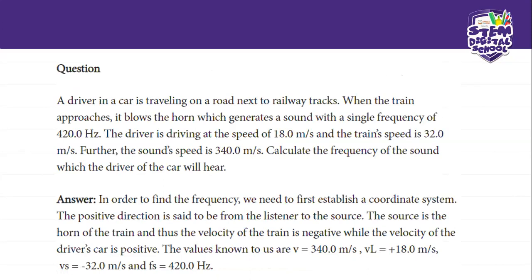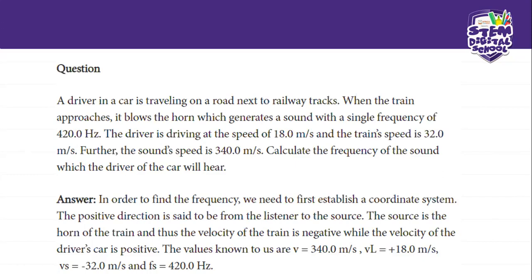The driver is driving at a speed of 18 meters per second and the train speed is 32 meters per second. Further, the sound speed is 340 meters per second. Calculate the frequency of the sound which the driver of the car will hear, okay?